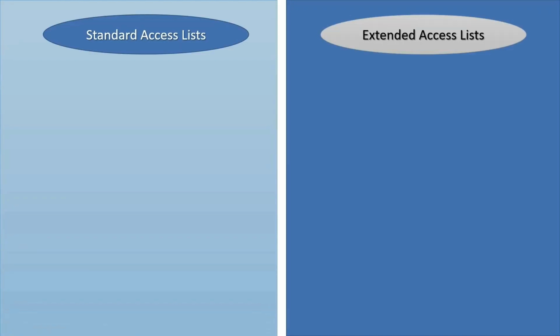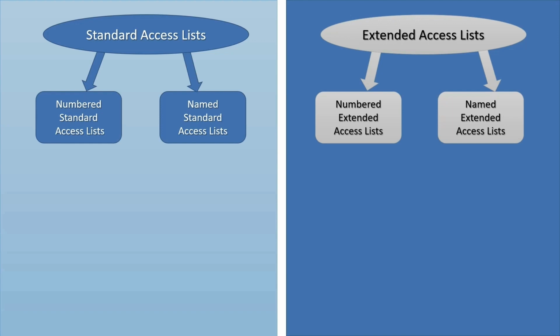There are mainly two types of access control lists, standard and extended. You can further classify these types into two subtypes, numbered and named. A standard access list can be either a numbered standard list or a named standard access list. Similarly, you can have a numbered extended access list or a named extended list.